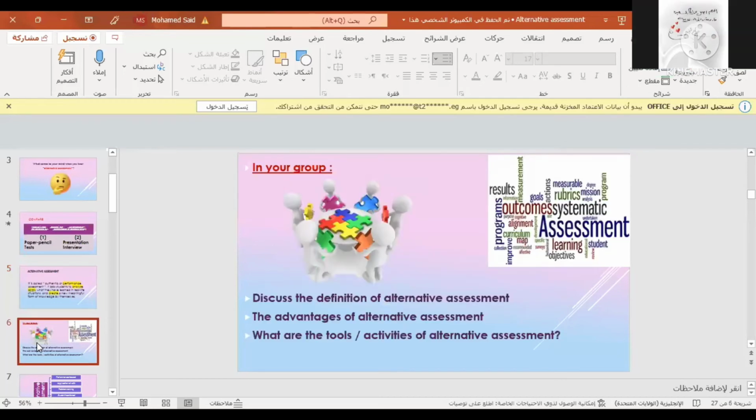So in groups, or individuals, after we have spoken about the definition of the alternative assessment, let's speak about the advantages. Why is it better than the traditional ways? Let's use the chat box, of course.